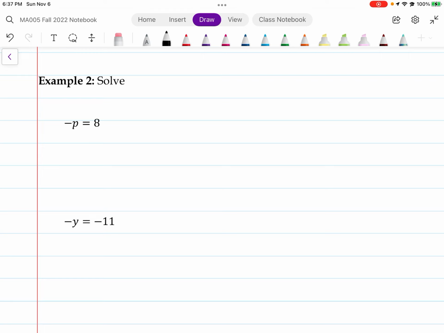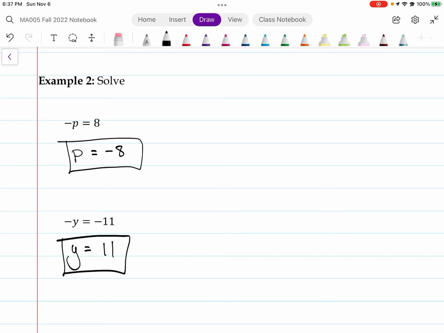All right, so if negative p equals 8, what is p equal to? In other words, what is the opposite of negative p equal to? Well, it's equal to the opposite of 8, negative 8. Okay, so p equals negative 8. So if you got that wrong, pause the video and try the second one. All right, if negative y equals negative 11, then what is the opposite of negative y? It's y. So that means we have to take the opposite of negative 11, that's 11. Okay, so if negative y equals negative 11, then y equals 11. And you can also do this by multiplying both sides by a negative 1, if you'd like.